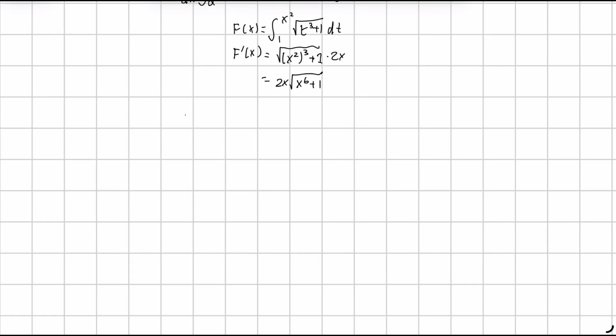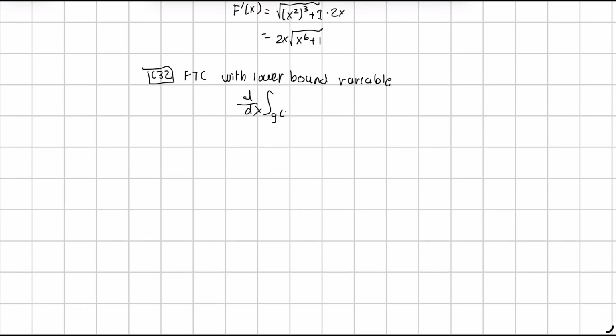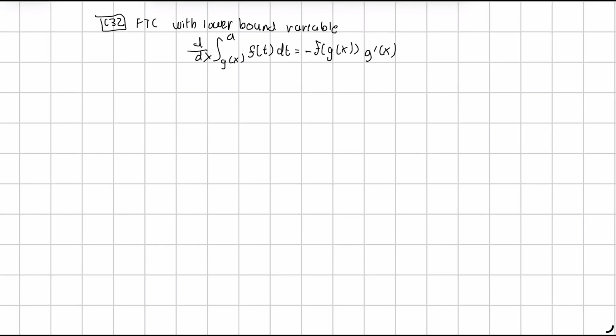So what if we have the fundamental theorem of calculus with a lower bound variable? So we have d over dx for case 32. The integral from g of x to a of f of t dt is equal to negative f of g of x, and we're going to multiply this by the derivative of g. So a variable lower bound is going to create a negative sign. We plug the lower bound into our integrand, then multiply by the derivative of the lower bound, and then add the negative sign.